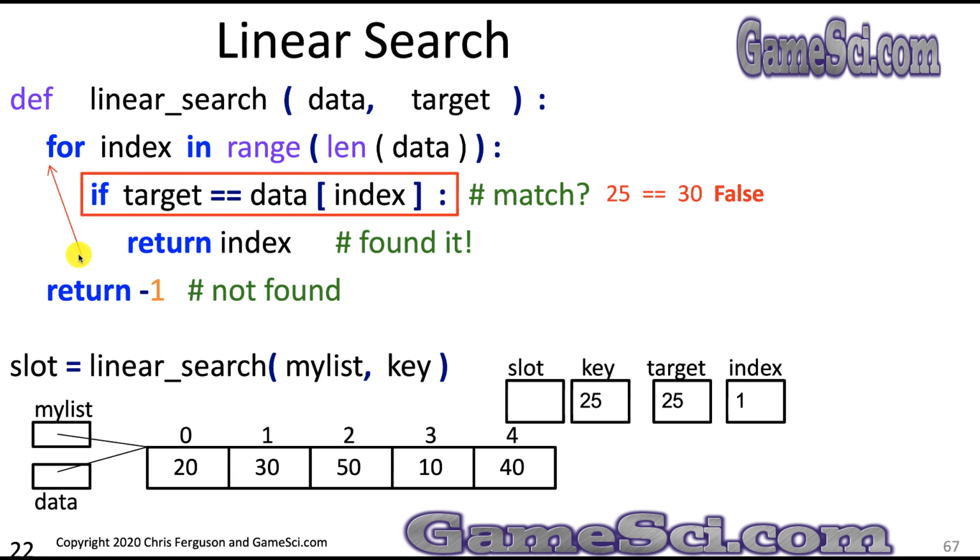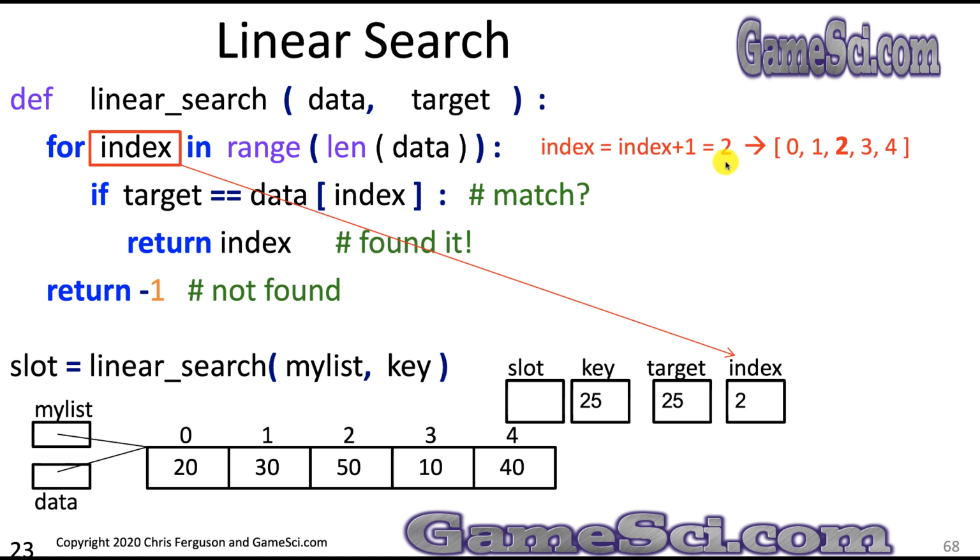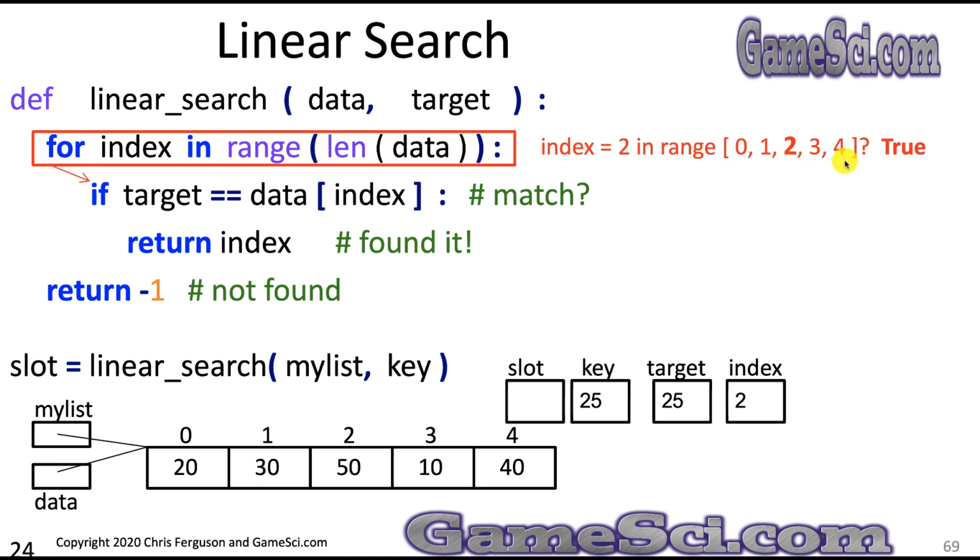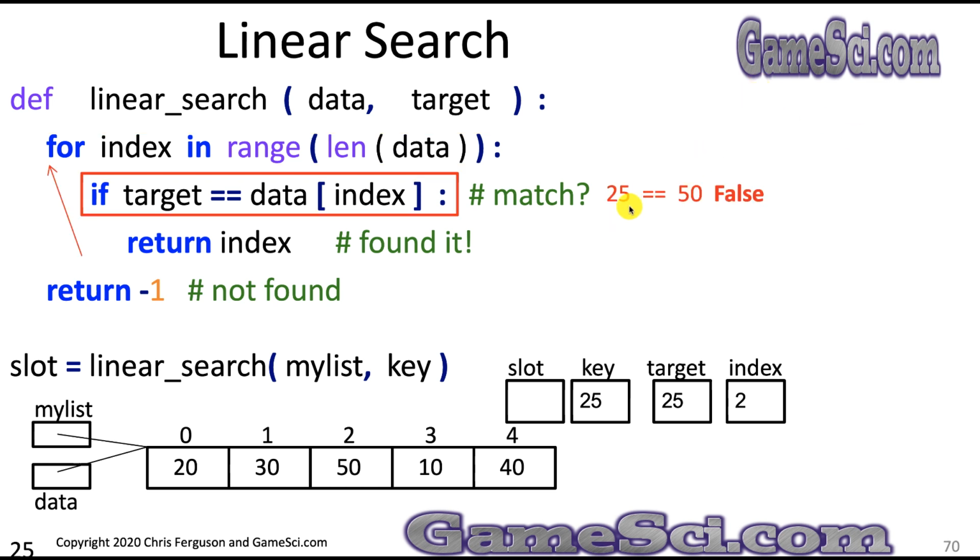We will skip the indented code and return to the for loop. Index equals index plus 1 or 2. 2 is definitely in the proper range. So index of 2 is in the proper range. That's a true statement. We will go inside the for loop. Now we're looking at target of 25. Does that equal index subscript 2 of 50?